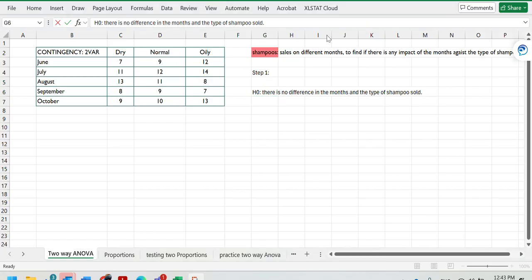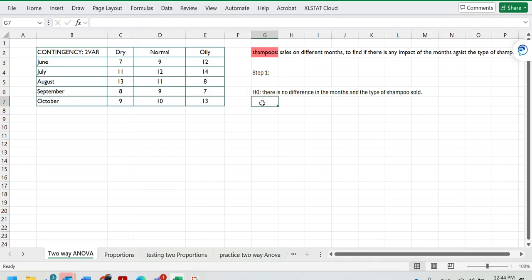We always write the null hypothesis saying that there is no difference. Why? Because we are not saying that depending on the type of shampoo, in the particular month there is a difference. No, there is no difference like that. Whatever be the type, whatever be the month, the sale of shampoo is by itself. This is what we are trying to say. When I say there is no difference, it means there is no impact. There is no cross impact, or there is no effect of one variable on the other. This is the idea.